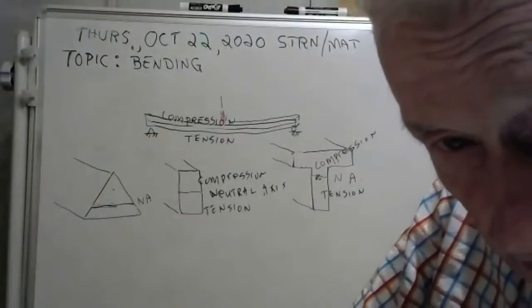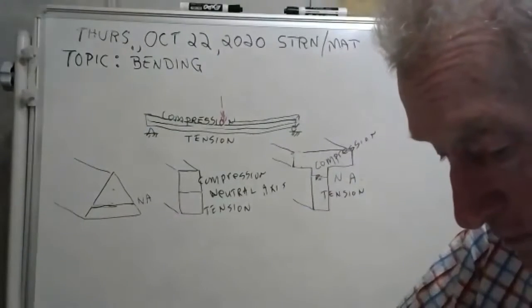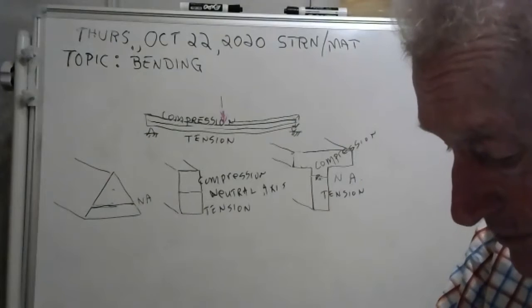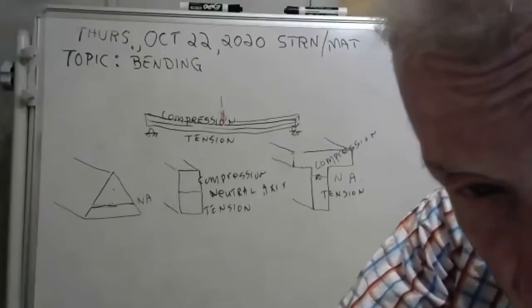Everything above that neutral axis is, well, it's either tension or compression. We'll ask one of my excellent students.